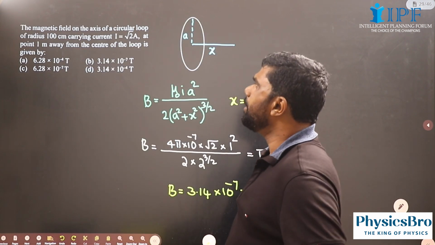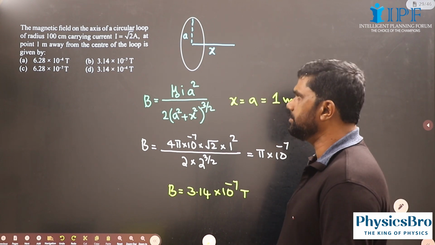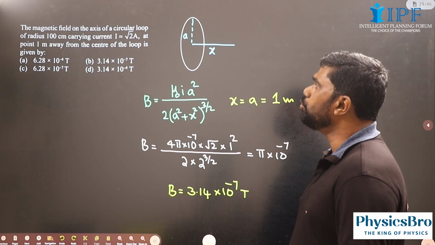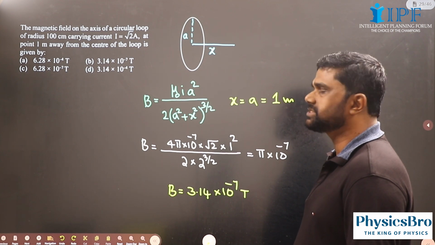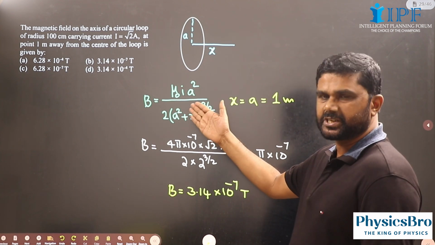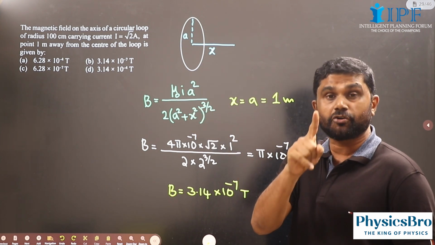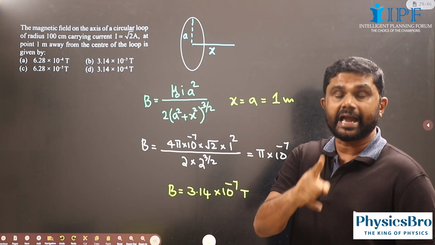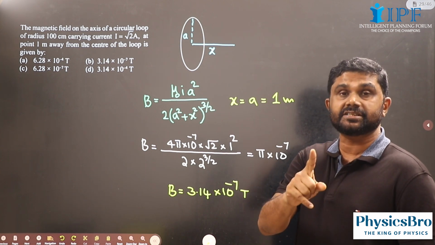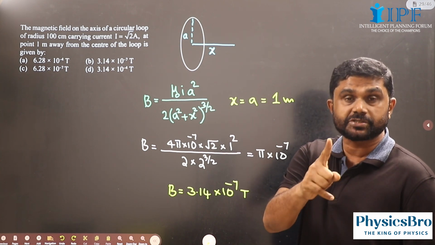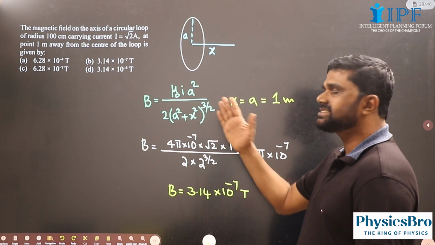Okay. Now the magnetic field on the axis of a circular loop of radius 100 centimeter carrying a current root 2 ampere, at a point 1 meter away from the center of the loop, is given by. See, this is the expression for the magnetic induction at a distance x from the center of a loop of radius a carrying a current I. Okay, a is the radius, I is the current, x is the distance of the point of observation from the center of the loop along its axis.